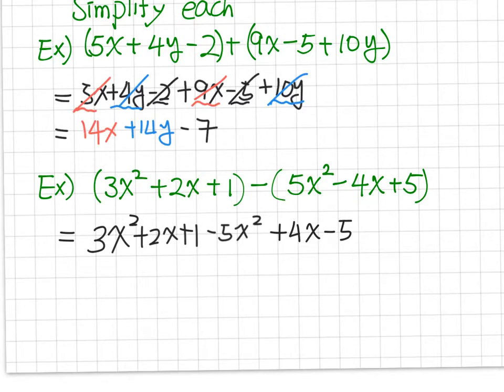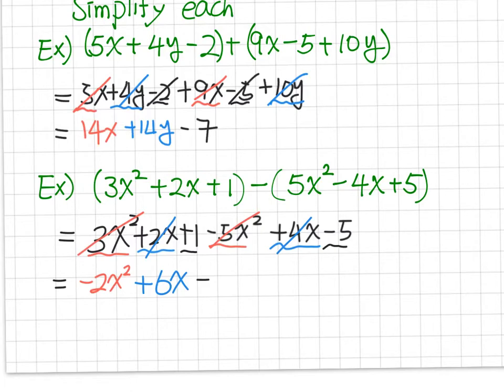Then you just need to collect the like terms. I have x squared, so this will be negative 2x squared, since it will be 3 minus 5. Now I dealt with these two terms, so I cross them out. Then I have x and then x. So it is now positive 2 plus 4. So this becomes positive 6x. Cross it out, cross it out. Last one is positive 1, negative 5. So it will be negative 4. And then we cross them out.